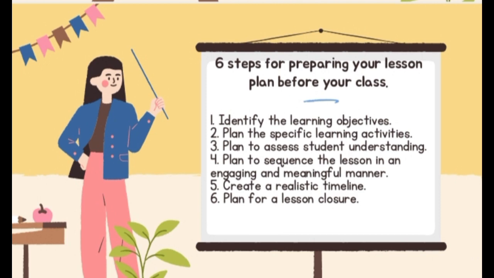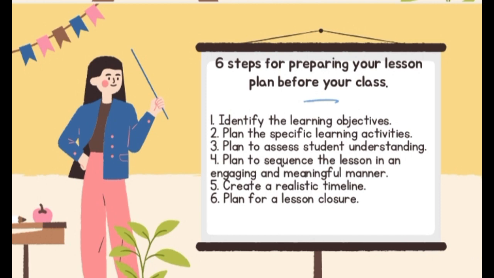Fourth step is plan to sequence the lesson in an engaging and meaningful manner. Robert Gagne proposed a 9-step process called the events of instruction, which is very useful for planning the sequence of your lesson. Using Gagne's 9 events in conjunction with Bloom's revised taxonomy of educational objectives aids in designing engaging and meaningful instruction. The fifth step is to create a realistic timeline.